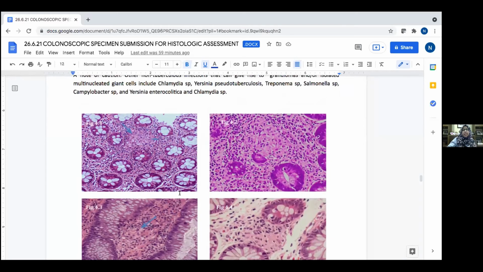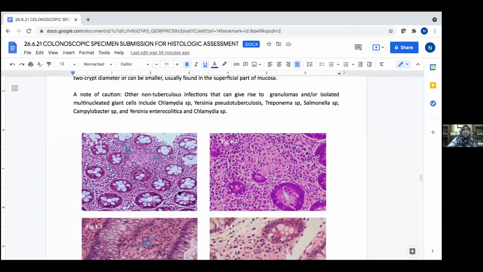Okay, so I just want to highlight that you also have other infective and non-infective causes of granulomas other than TB. So just be careful. But usually these infections will be supported by findings in microbiological culture, so it is important to have some information on that.